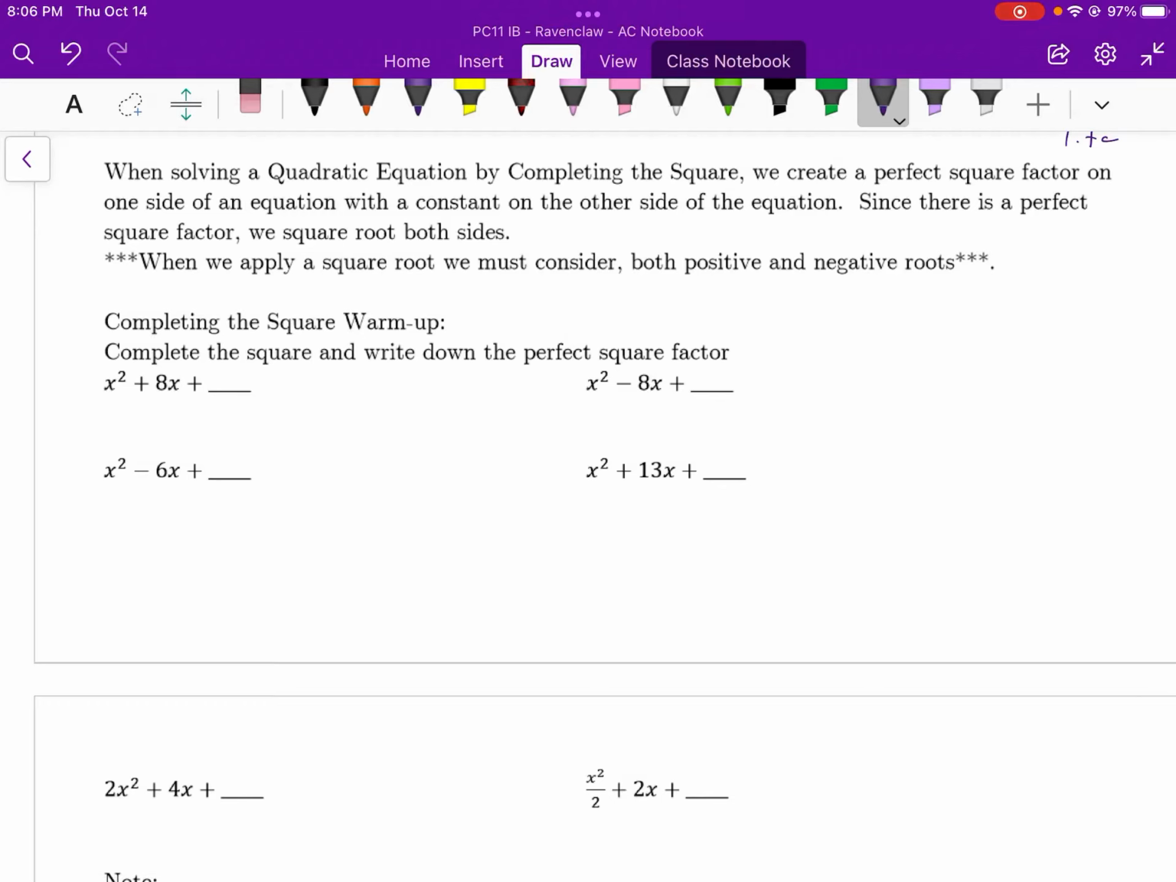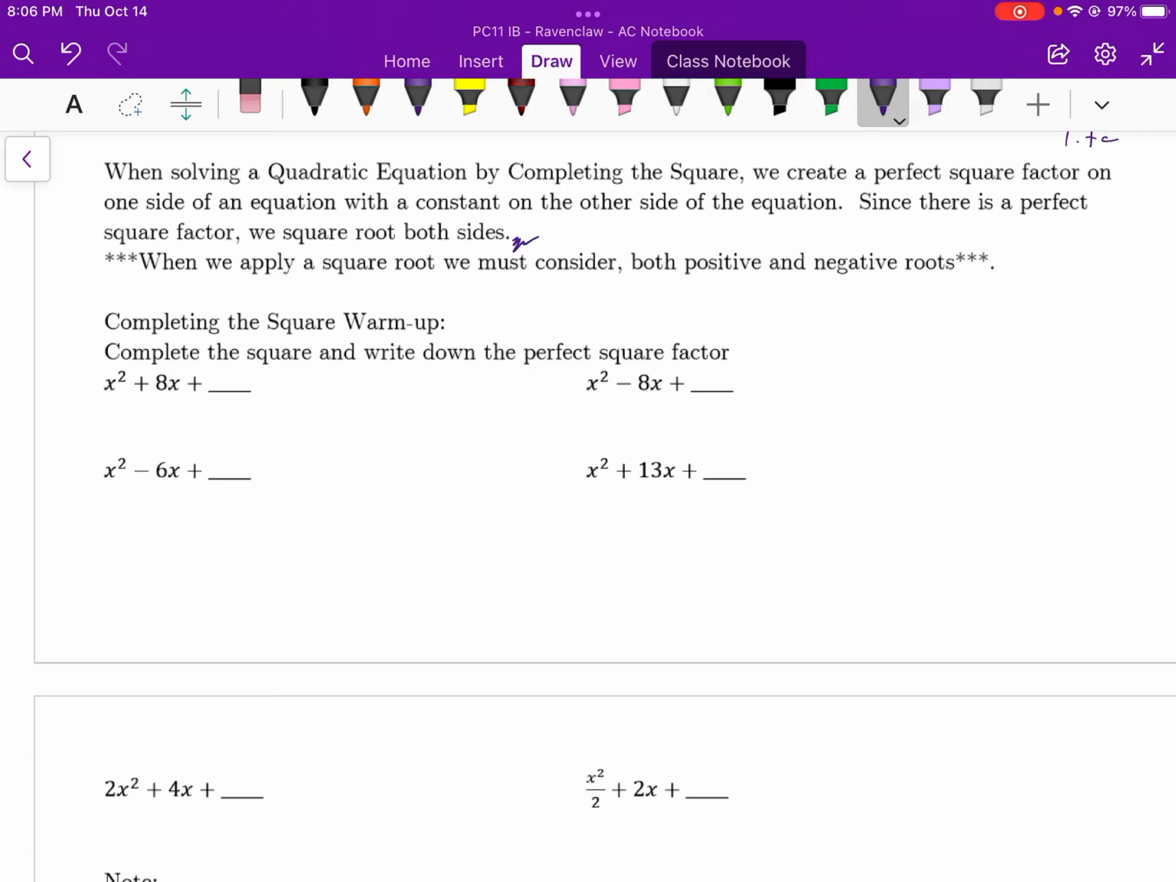When solving a quadratic equation by completing the square, this is the process that we're going to be learning today. We haven't really done it yet. We've only done the second half. We create a perfect square factor on one side, with a constant on the other side of the equation. Since there is a perfect square factor, we take square roots of both sides.